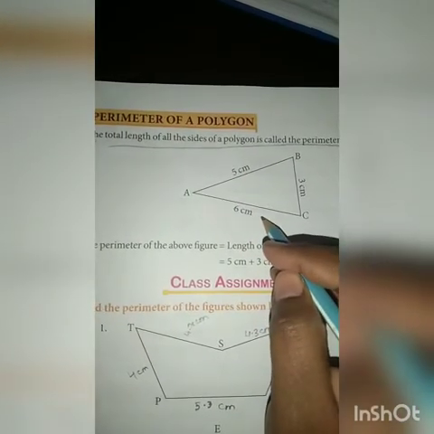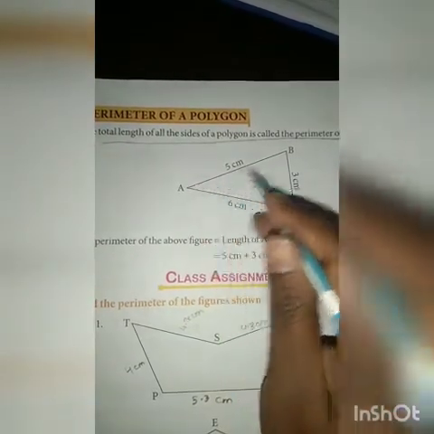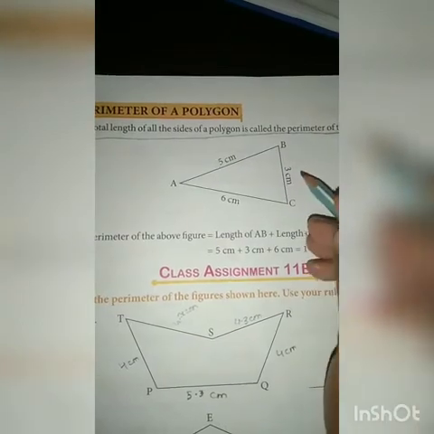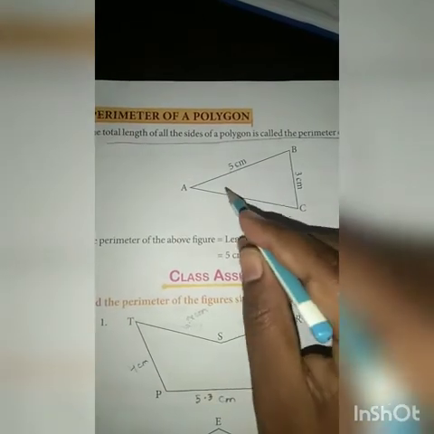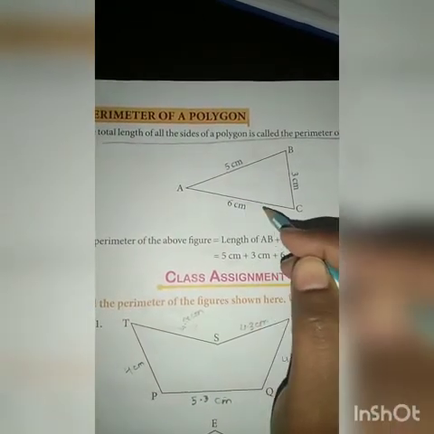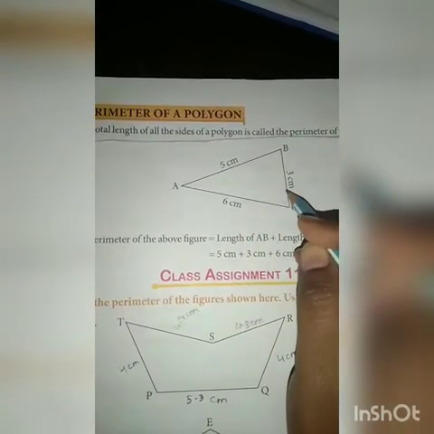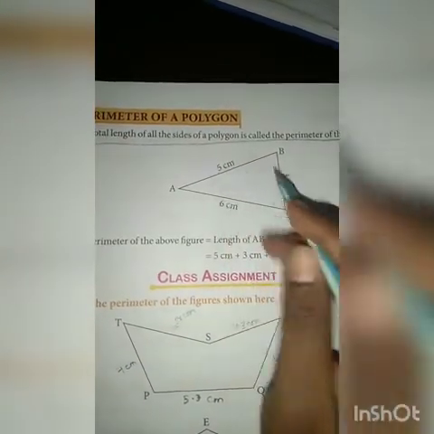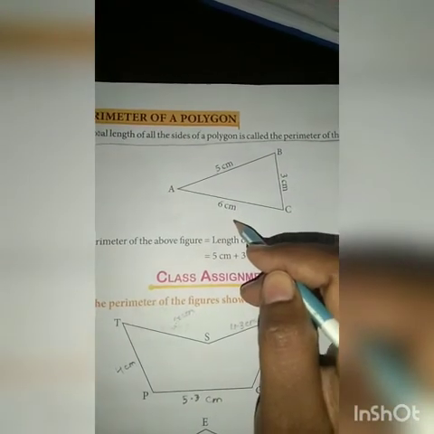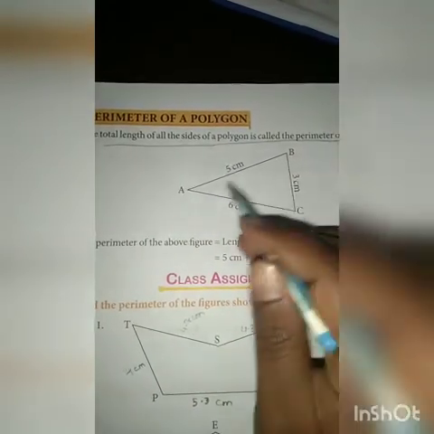Suppose this is the polygon drawn here. This has 3 sides, and the 3 measurements are given: this side is 5 centimeter, this side is 3 centimeter, this side is 6 centimeter. So the total length of the sides of the polygon is given here. 5 plus 3 will be 8, and 8 plus 6 will be 14. So the total length of the polygon is 14 centimeter. This is called the perimeter.